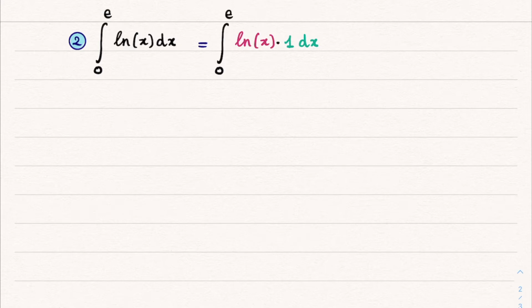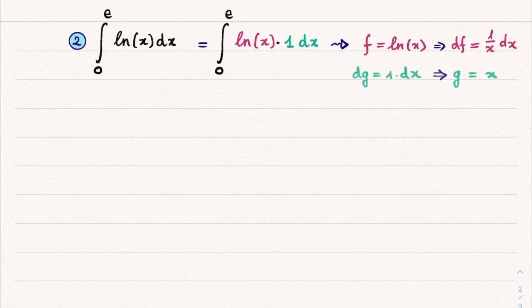Now clearly, we cannot pick the ln of x as dg, because that would mean we'd have to integrate it to get to g, which is exactly our starting problem. Therefore, we are forced to pick the ln of x as f, and thus df being 1 over x dx. dg will simply be 1 times dx, and thus g is simply x.